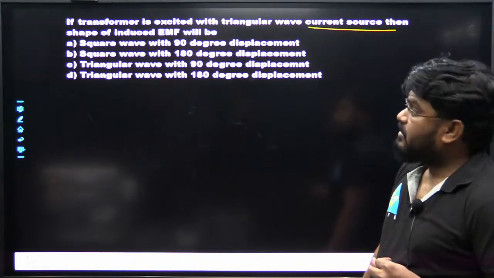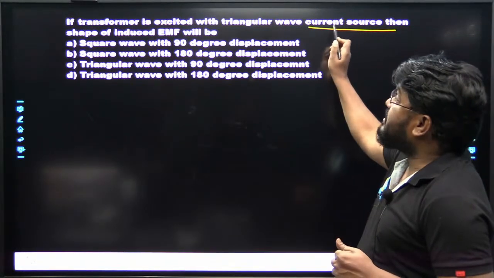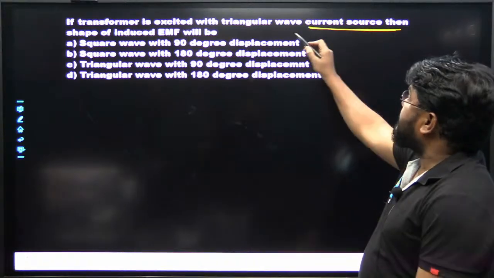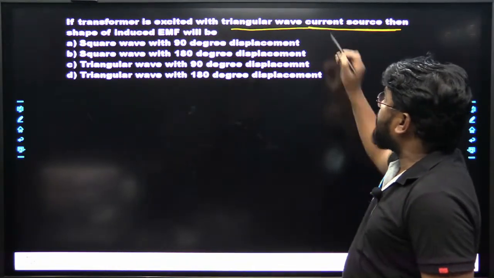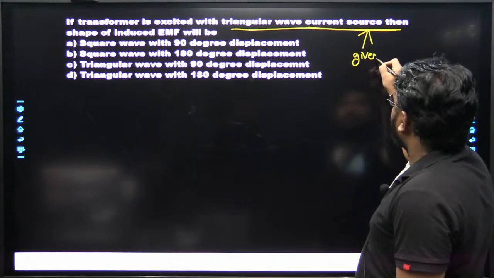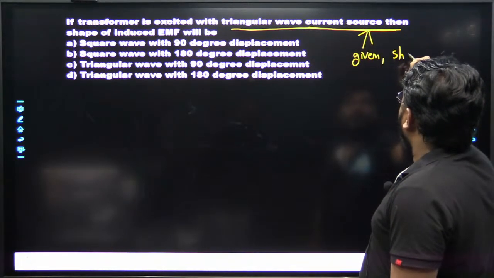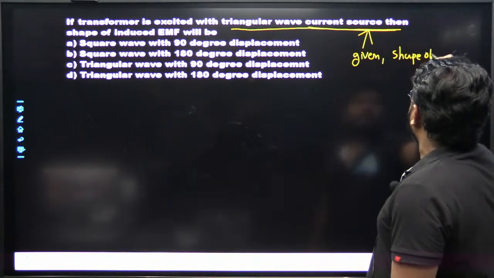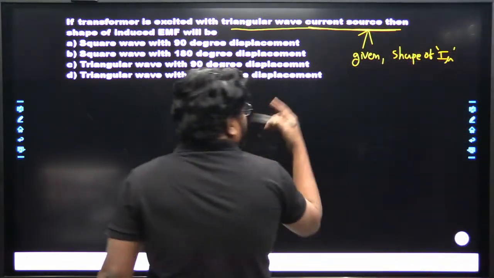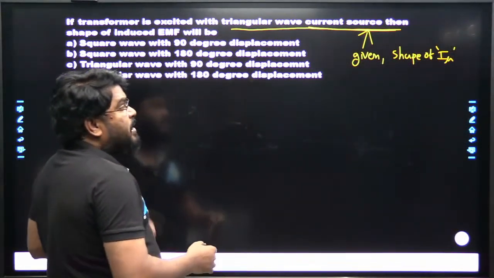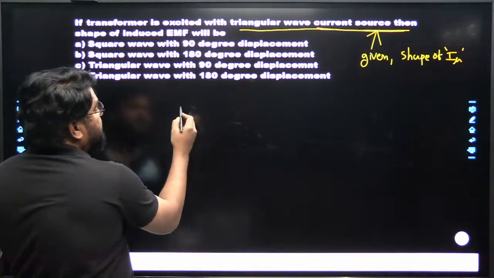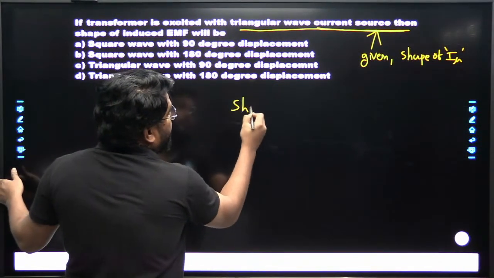So first, what was given in this question? Here is that current wave. This is the triangular wave current source. It is given directly that this is the shape of the magnetizing current. So now let us find out the shape of the induced EMF.